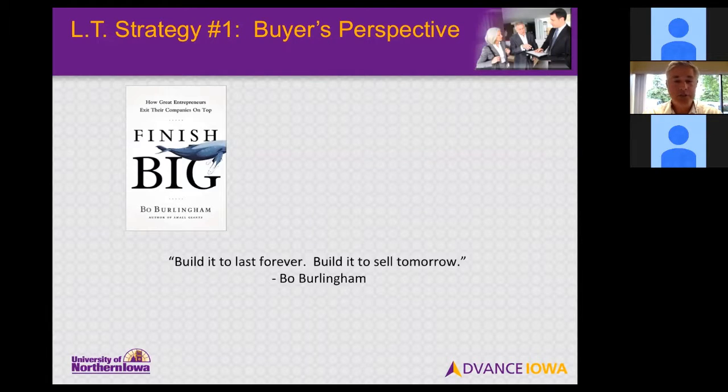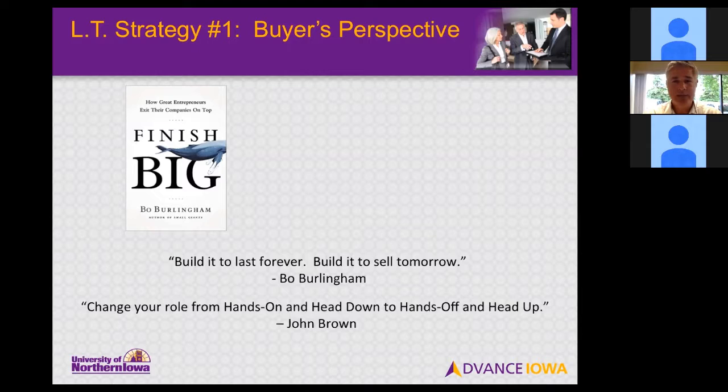One of his quotes: build it to last forever, build it to sell tomorrow. So keeping in mind that although you want to stay there for forever and really may have no plans to leave the business, it's a benefit to you financially, a benefit to the business, to all who are around you to be ready to sell it tomorrow.